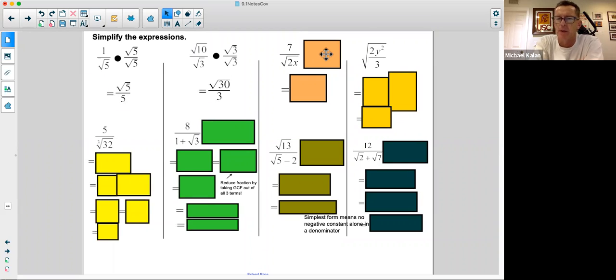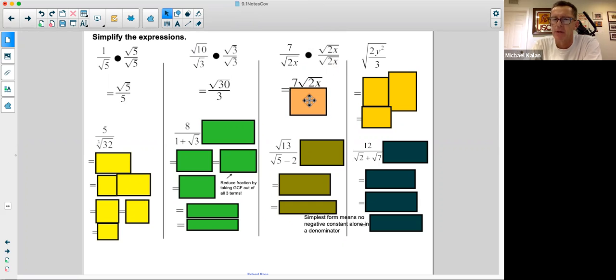Okay, and this one, what are you going to multiply top and bottom by? I hope you said the square root of 2x. Your numerator will be, remember it's outie and innie, so we're not going to make this square root of 14x. It's going to be 7 square root of 2x. And then the denominator, right, 2x. Can I reduce 7 and 2? No. Can I reduce this 2x and this square root of 2x? No. One's an innie, under a radical sign, one's an outie. Not that.